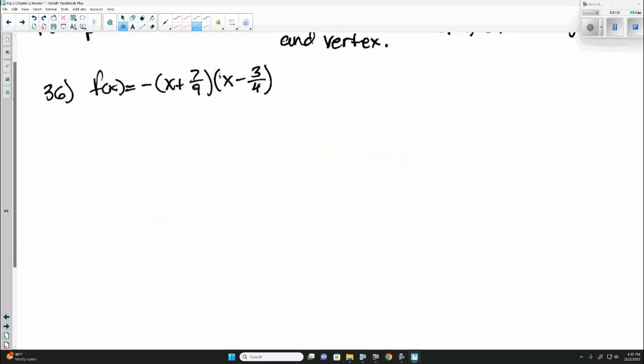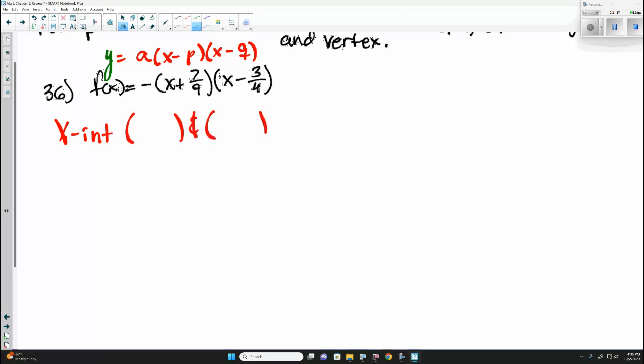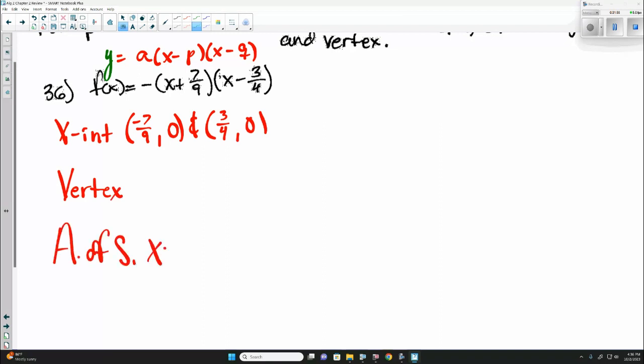Now that brings us to the last two. So we have this here still in x-intercept form. So our x-intercepts, y values are 0 in both places. One of the x-intercept values is going to be negative 9/7. The other is 3/4. Vertex and axis of symmetry.